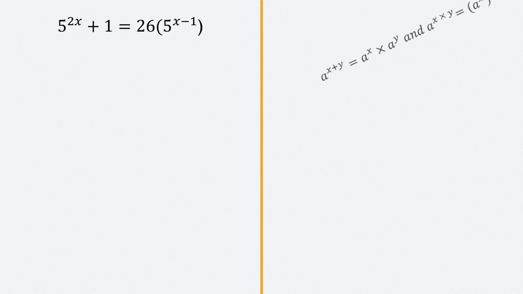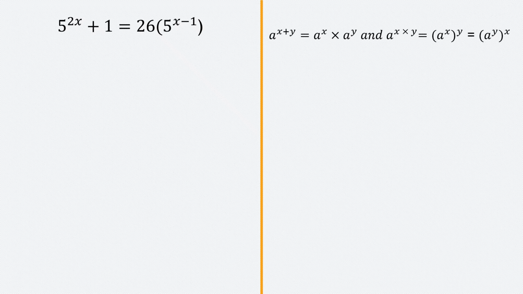So I'll use this rule to rewrite it. The rule says that a to the power x plus y equals a to the power x times a to the power y. So using that rule, 5 to the power x minus 1 becomes 5 to the power x times 5 to the power minus 1, which is the same as 5 to the power x divided by 5 to the power 1, or divided by 5 simply.